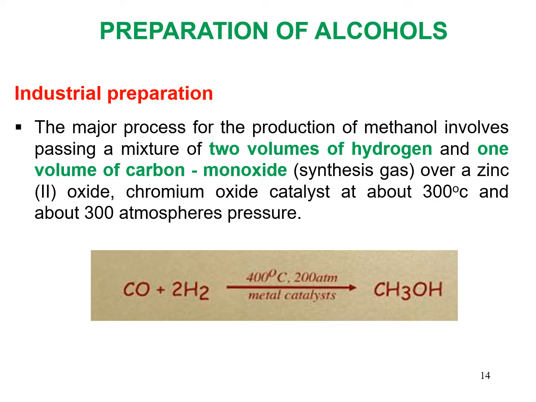When 2 volumes of hydrogen and 1 volume of carbon monoxide, which is synthesis gas, are mixed, we are going to form alcohol. The alcohol produced this way is called methanol. This is a major process used in the production of methanol in the industry.